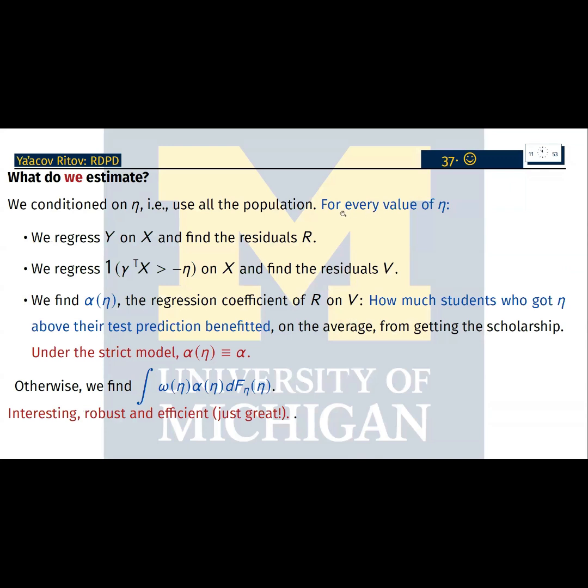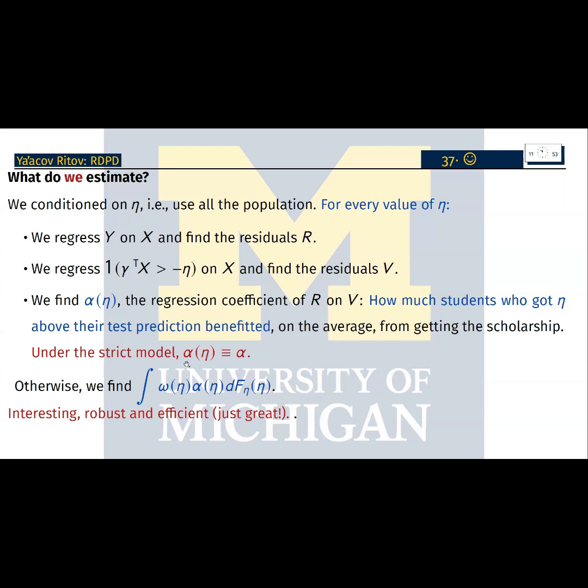So what we do is a partial linear model story. For every value of eta, we regress y on x, find the residual. Here, x and z are the same. I regress the indicator on x and find the residual v. We find alpha eta, the regression coefficient of R on V, the standard partial linear model, if you wish, which basically measures how much students who got eta above their test prediction benefited on average from getting the scholarship.